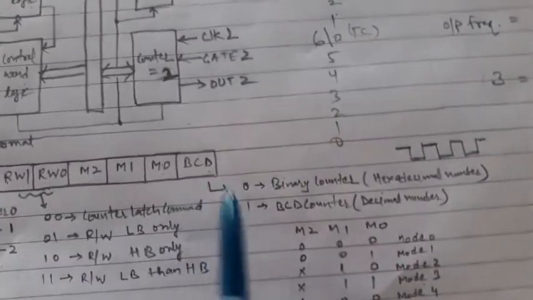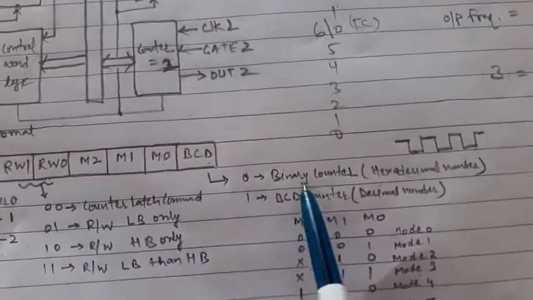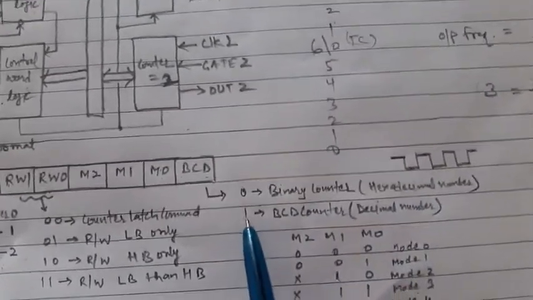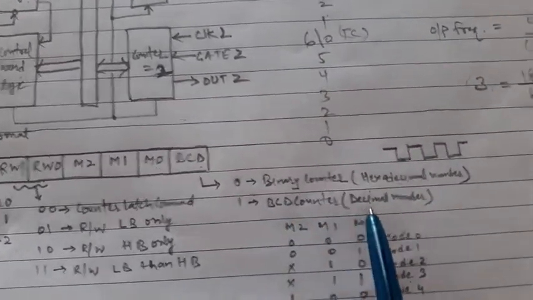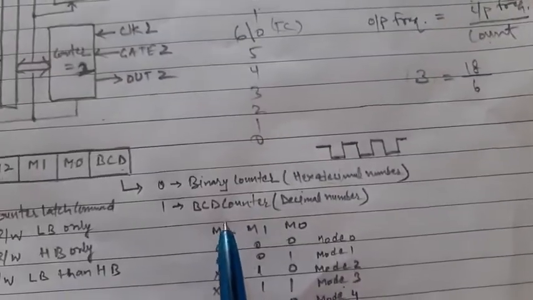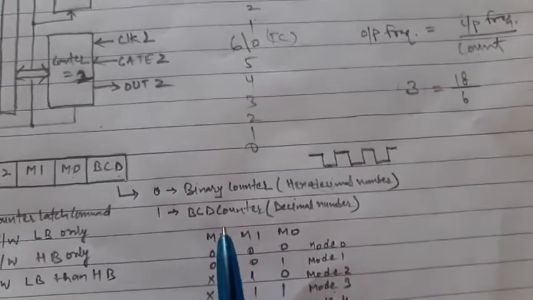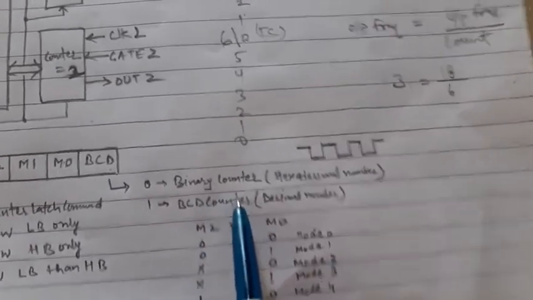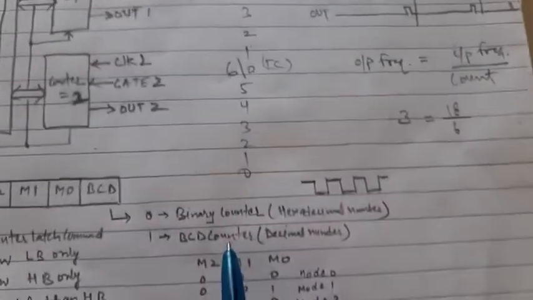Now see this BCD bit. If this bit is 0, then it is known as a binary counter, meaning a hexadecimal number, and if this bit is 1, then it is known as a BCD counter, a decimal number. This facility is given to the programmer. A layman calls it a decimal number, but in computers it is called BCD, binary coded decimal numbers, meaning the binary form of those decimal numbers.